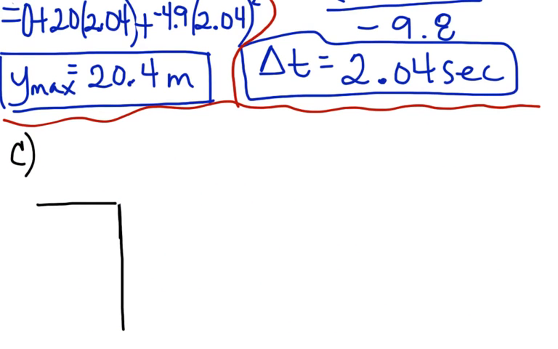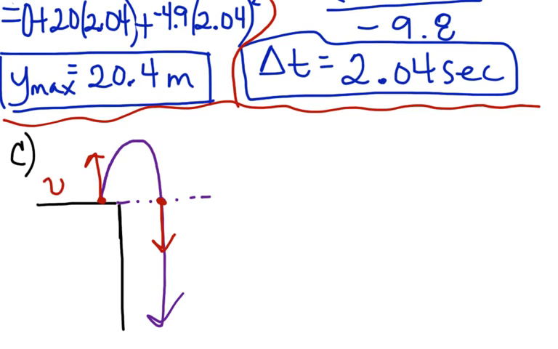Part C says, as the object goes up and back down, what is the velocity of the object at the moment as it's coming down, but it's at the same height from when it initially came up? So if this here is v sub naught, what is this here v? So we want to go ahead and prove, what is that?